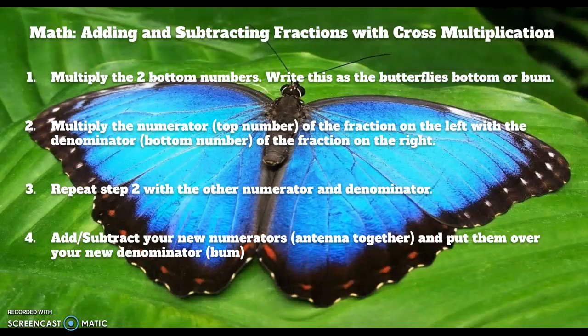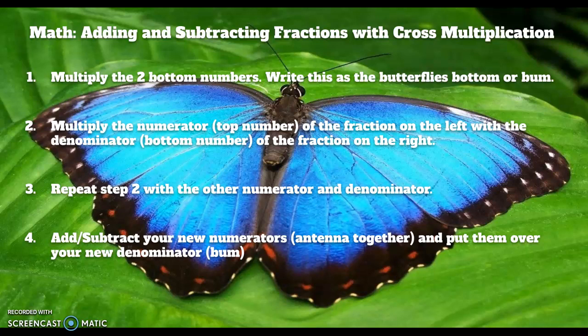When we're adding and subtracting fractions that do not have the same denominator, or the same bottom number, we cannot just add them. That is not allowed. We have to find a common denominator. And the method that we're going to use for right now while we're online is cross multiplication, or the butterfly method. So just a reminder, we're going to walk through these steps.